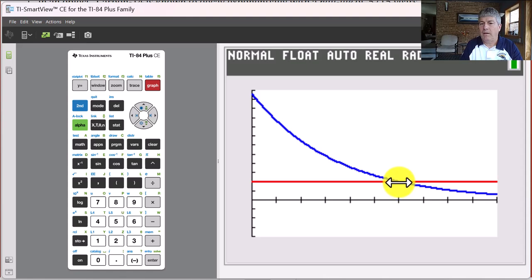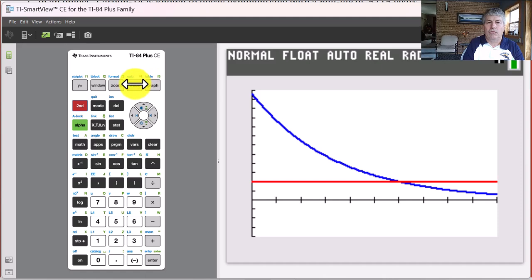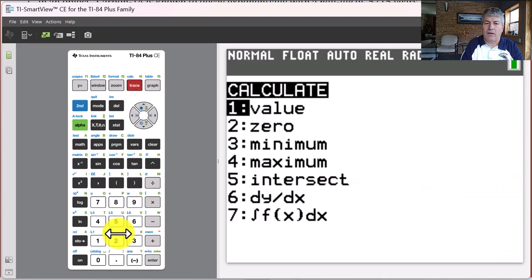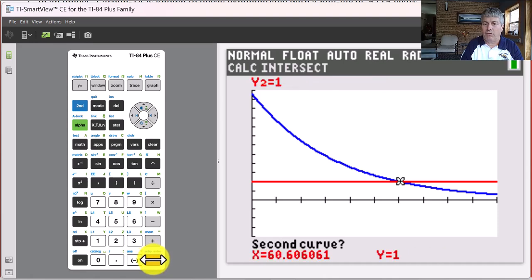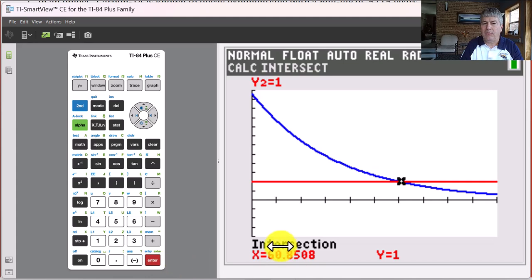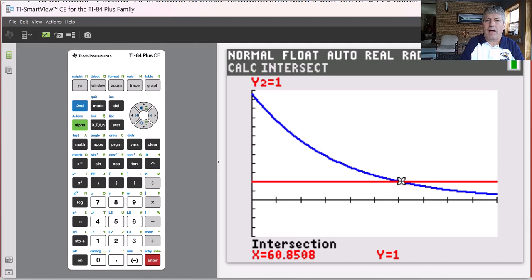So then I went ahead and graphed, and we can see here we've got a nice intersection point, and we want to find that x value. So we'll just do our intersection. So second calc, intersect. My first curve is the blue one, my second curve is the red one. I make a guess, and we get about 60.85 years for that material to decay to less than 1 gram.